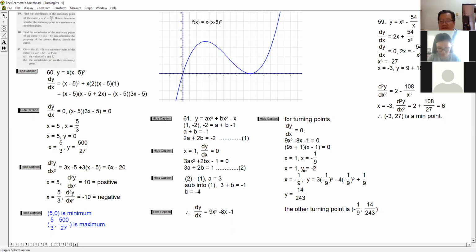It is actually given. So this is not the one that you want. So you take the other one, x equals -1/9. This -1/9 is not given. So this is what they meant by the coordinates of another stationary point. You substitute x equals -1/9 into y, and you will get another turning point. So this is the other turning point.